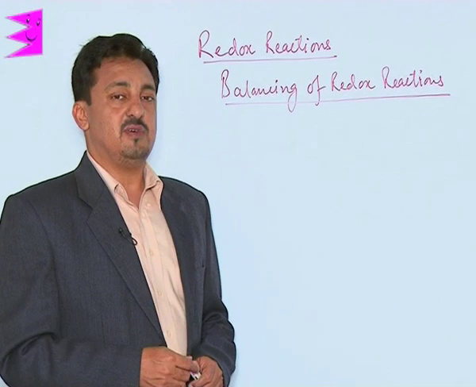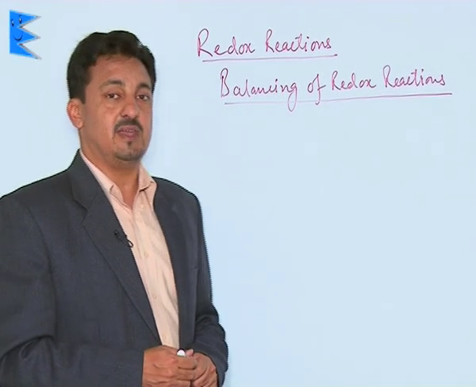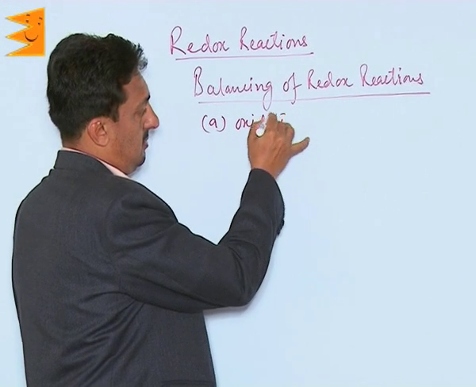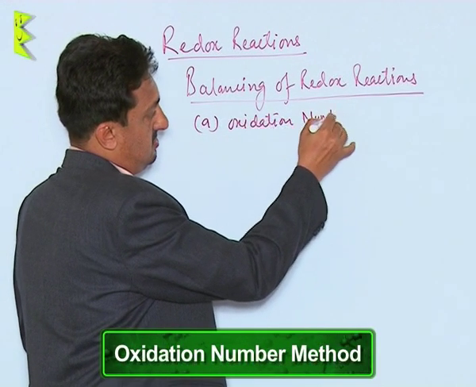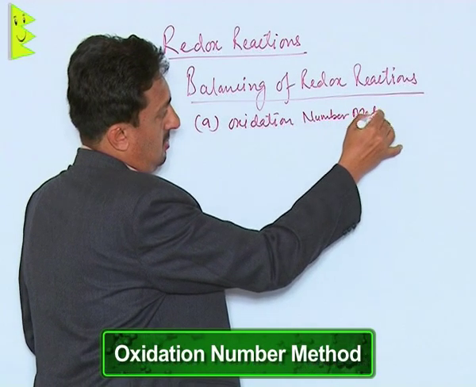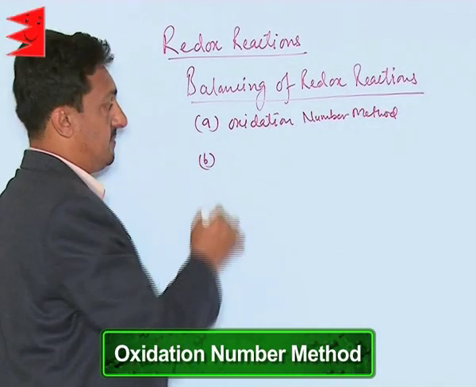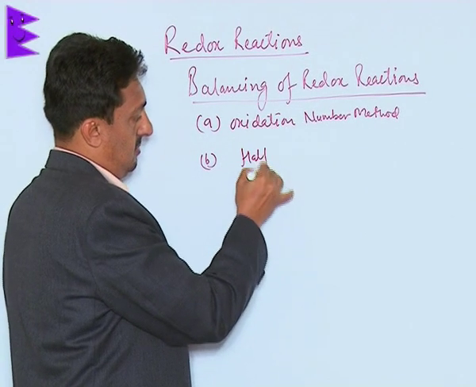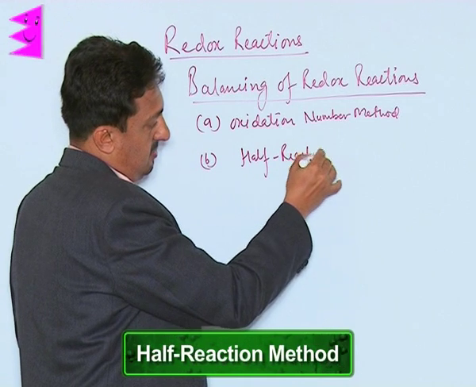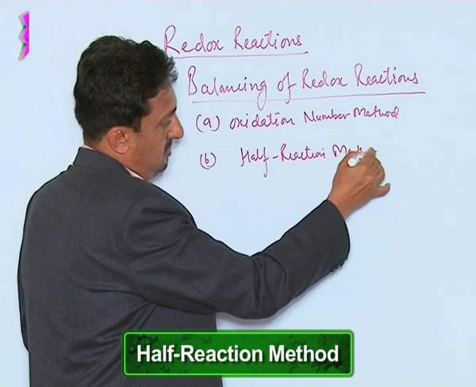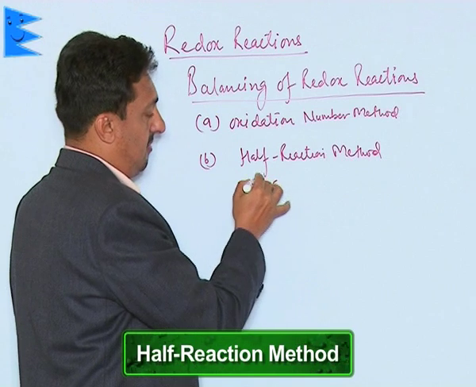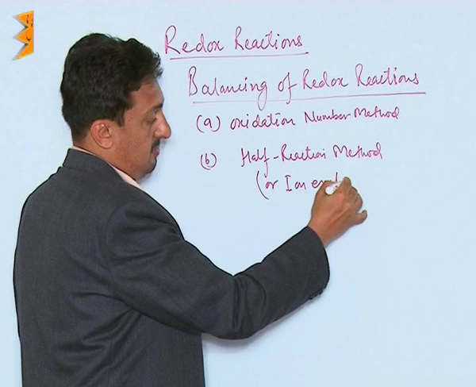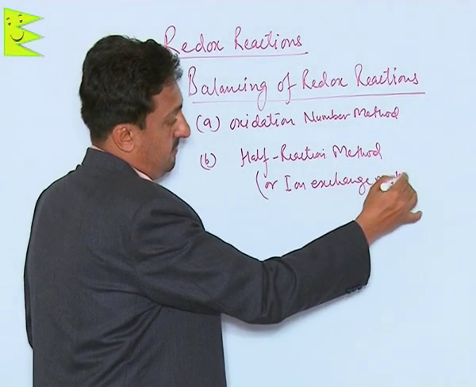Now, the balancing of redox reactions is done by two methods. One is called the oxidation number method, and the other is called the half reaction method, which is also sometimes called the ion exchange method.